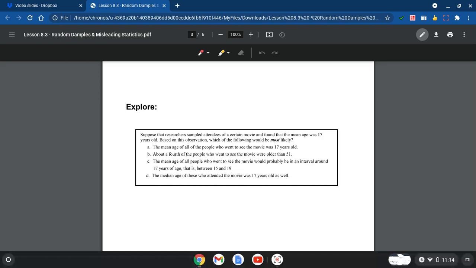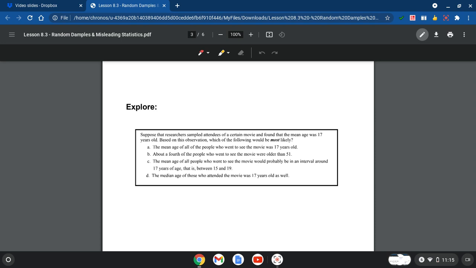Let's take a look at an example. Suppose that researchers sampled attendees of a certain movie and found that the mean age was 17 years old. Based on this observation, which of the following would be most likely? A: The mean age of all the people who went to see the movie was 17 years old. That's quite possible. But let's continue looking to see if there's yet a better answer, because again, they're asking for the most likely.